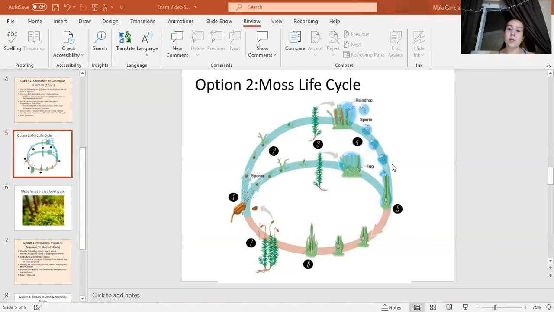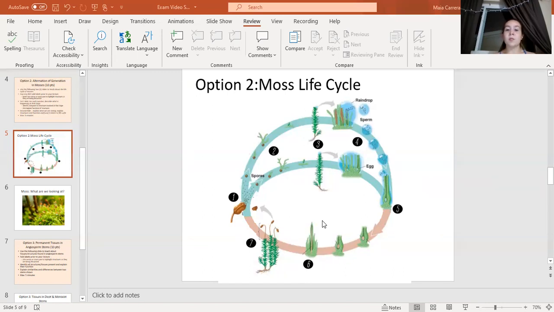So now we're going to go and get into step 5, and this is, as I said before, the process of fertilization. So now we're moving from haploid, and because we were combining the sperm and the egg, we are now going on to diploid. So as you can see here, the egg has been fertilized within the archegonium, and now it is considered a zygote. And now as the zygote develops, it's going to become an embryo.